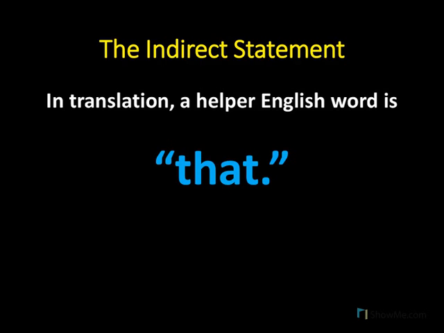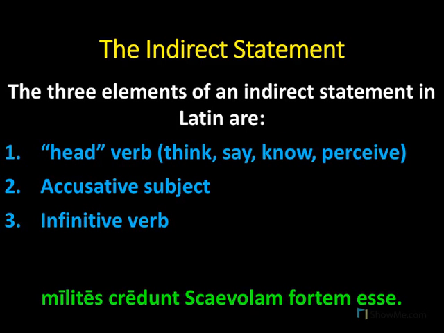And again, the three main elements of an indirect statement in Latin are the head verb, a verb of thinking, saying, knowing, or perceiving, an accusative subject, and an infinitive verb. So in our example below, Milites credunt Scaevolam fortem esse, credunt is the head verb, Scaevolam is the accusative subject, and esse is the infinitive verb. In this video, we will be exploring in more detail the uses of the infinitive in each of its three different tenses, the present, the perfect, and the future.